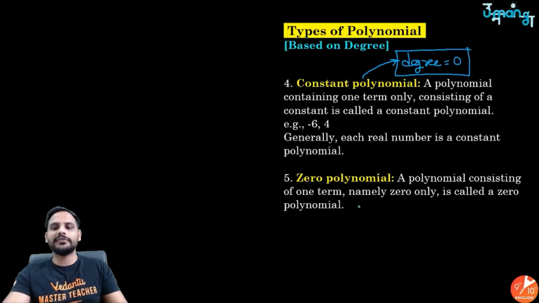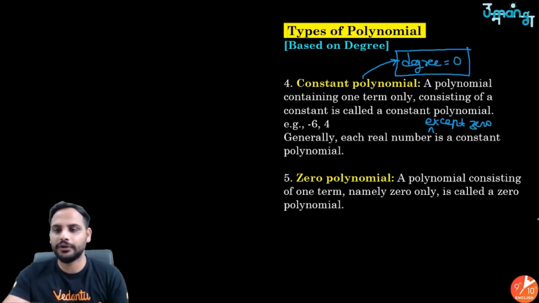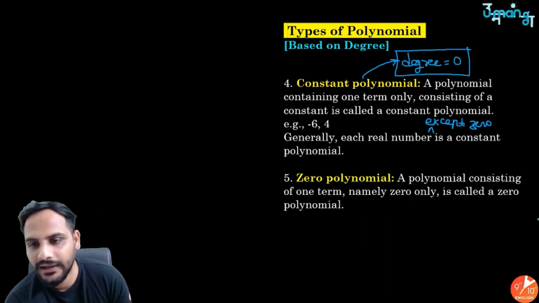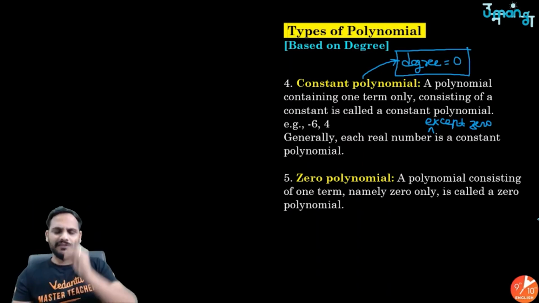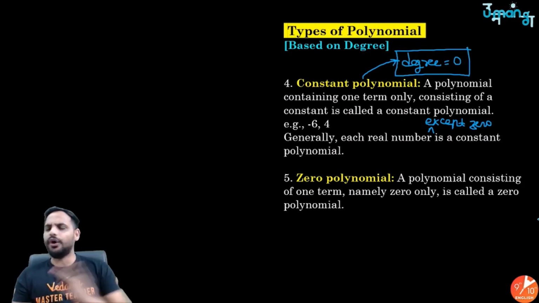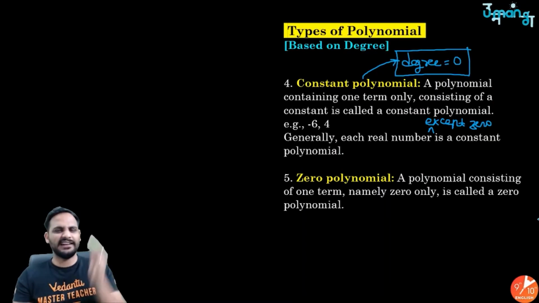So what comes under constant polynomial? Each real number except 0 is a constant polynomial. That means other than 0, all the numbers, be it rational, irrational, anything, comes under the category of constant polynomial.